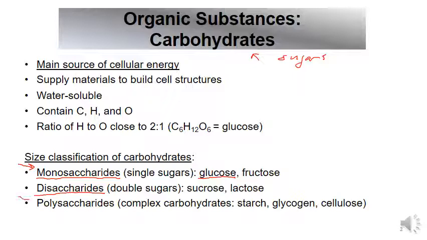But then I want you to know for the polysaccharides, this is more than one sugar molecule that have attached to each other. And for this, I want you to know that these are the different types. There's starch, glycogen, and cellulose. All three of these are made up of many glucose molecules. It's just that they're arranged a little bit differently.